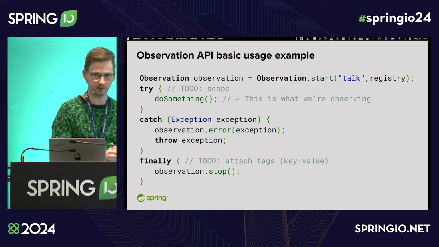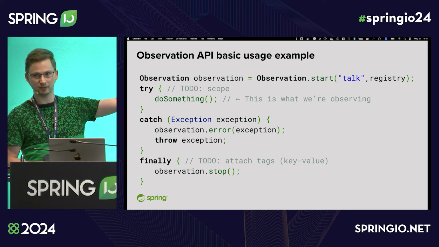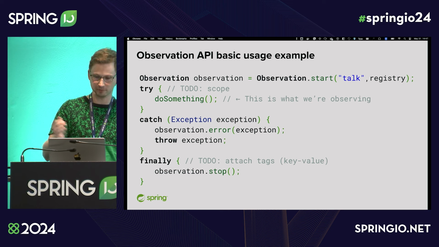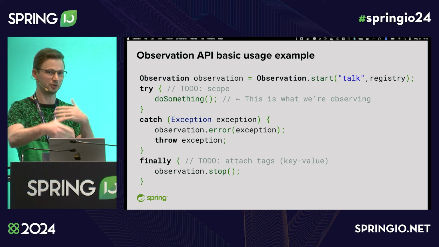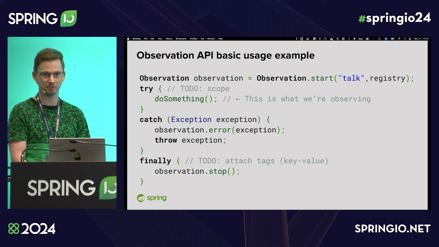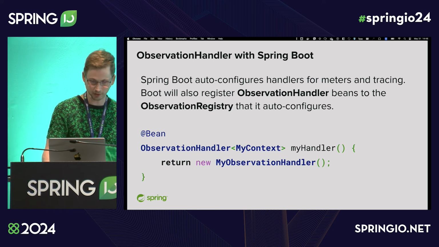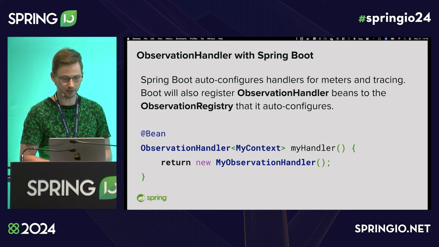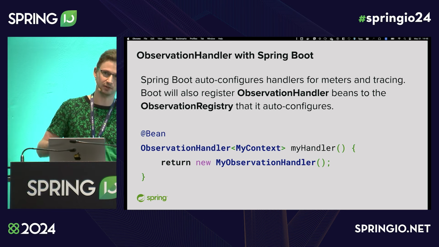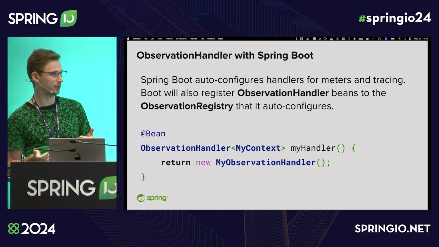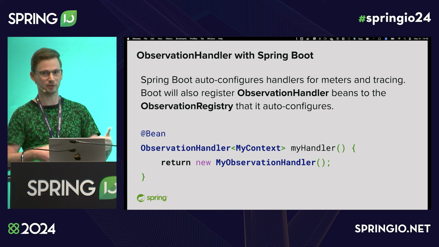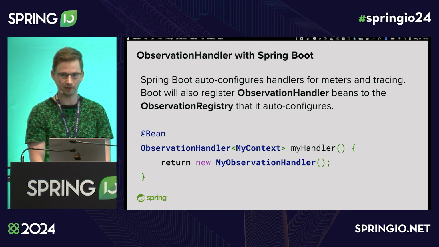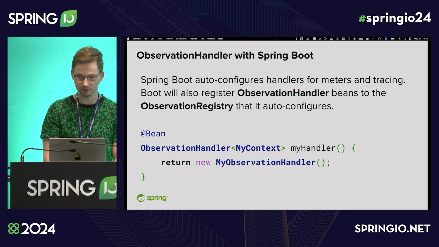Pretty simple, right? But if you do just this and you don't have any handlers registered, this actually does nothing. You're starting and stopping an observation, but if there are no handlers listening to this happening, you're not going to get anything out of it. But if you're using Spring Boot and you have the right things on your classpath, then Spring Boot auto-configuration is going to kick in, and it will register a meter handler and a tracing handler. That is how you get metrics and traces out of the Observation API that's already instrumenting the various Spring projects.